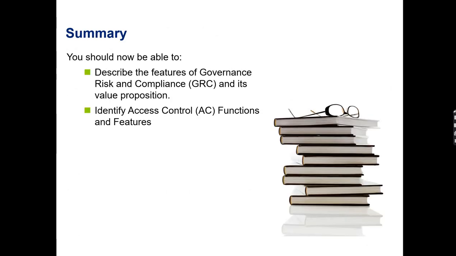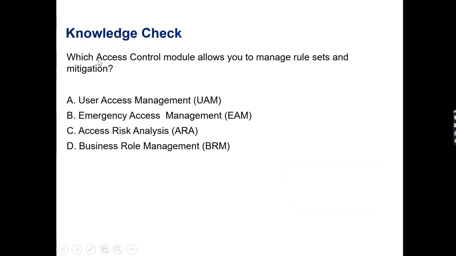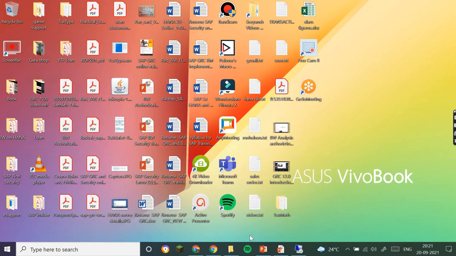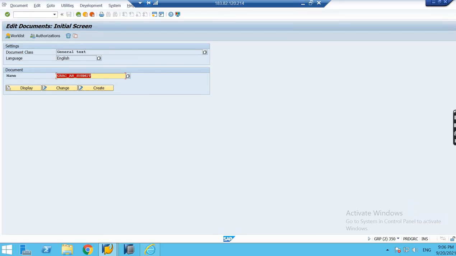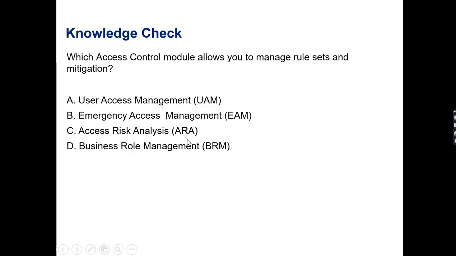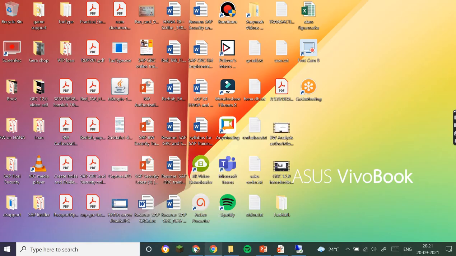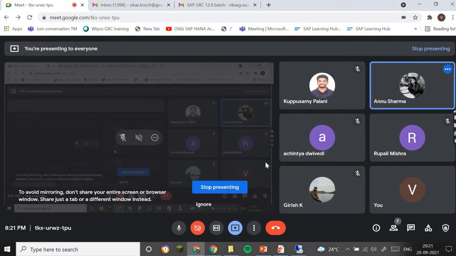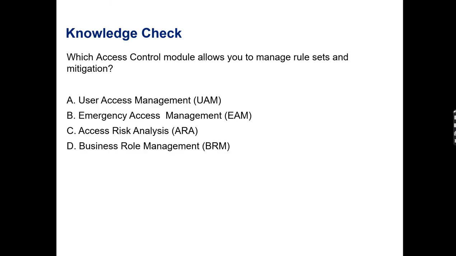Okay, so now my turn is over, your turn has come now. You have to tell me which access control module allows you to manage rule sets and mitigation. Is it user access management, emergency access management, access risk analysis, or business role management? Which module is this? I think access risk analysis, ARA. Mm-hmm. Any other choice from anyone? Okay, Anu, Girish, is it correct? Yes, ARA. Okay, so yeah, you are right.